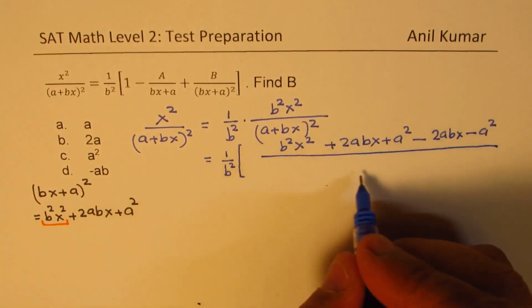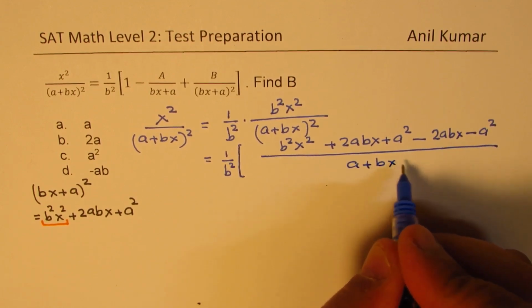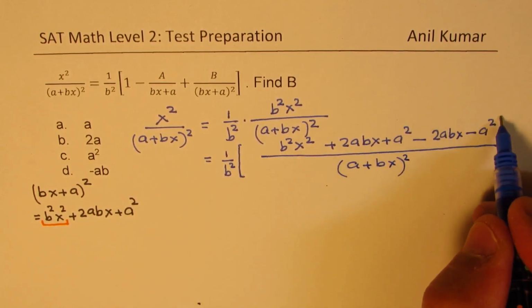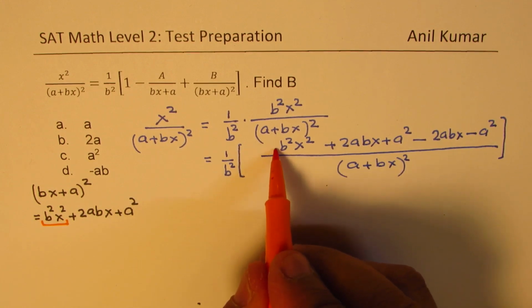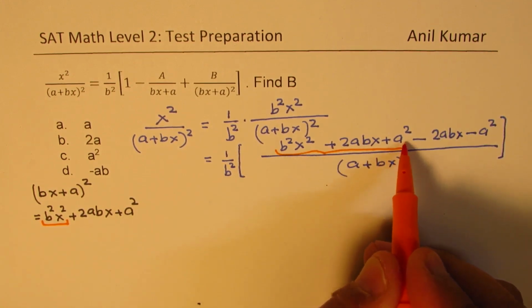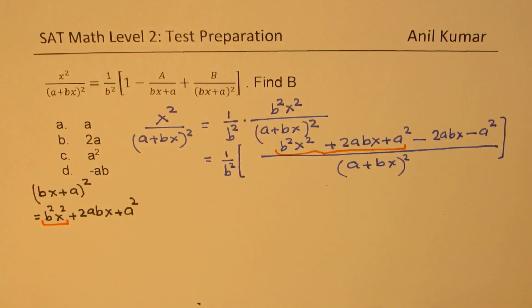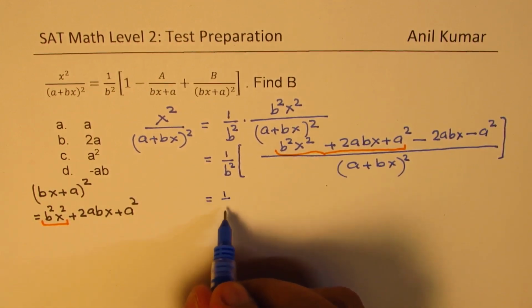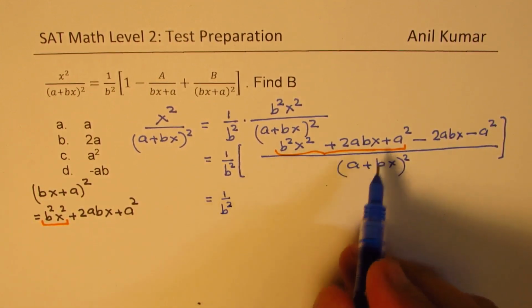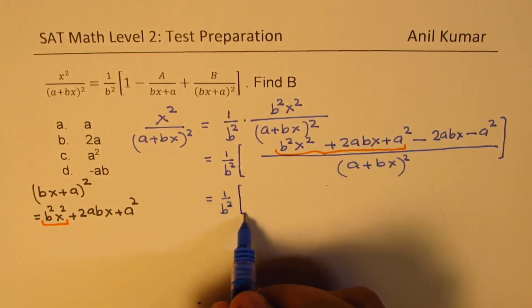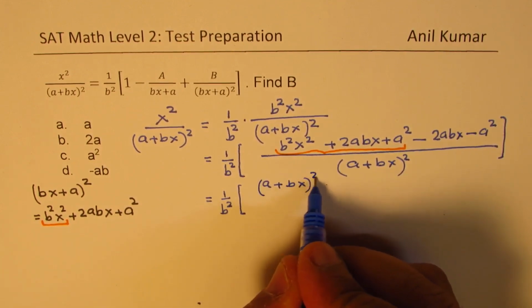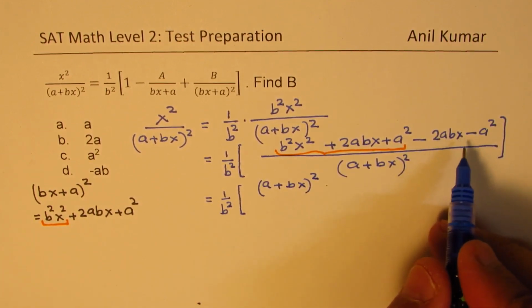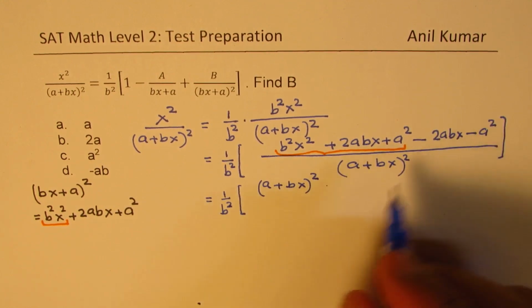And in the denominator, we have a plus bx whole square. Is that step clear, right? So this is kind of a complicated step. Now from here, you can clearly see that the first three terms form a perfect square, right? So we could write this as 1 over b square. So these are perfect squares. So I could write this as 1 plus bx whole square. And we are left with these terms here, which is minus 2abx minus a square.